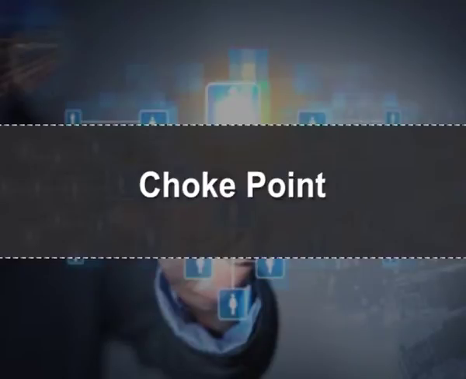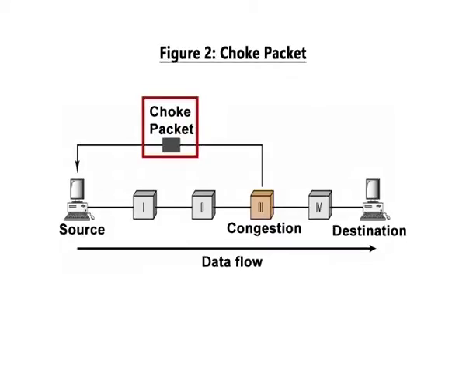Second mechanism is choke packet. In the choke packet method, the congested node sends an information packet directly to the source station, that is, intermediary nodes through which the packet has traveled are not informed. This type of control is similar to ICMP's source quench packet.